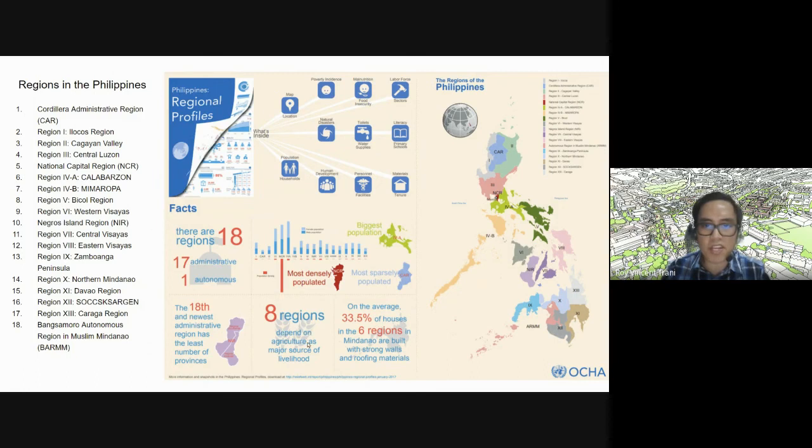8 regions depend on agriculture as a major source of food. So only 8 of the 18 regions depend on agriculture. I guess the rest are importing or doing some kind of industrial work to create their own food and livelihood. On average, 33.5% of houses in the 6 regions in Mindanao are built with strong walls and strong roofing materials. So I think this is highlighting that Mindanao has better housing infrastructure compared to the other 3, Visayas and Luzon.